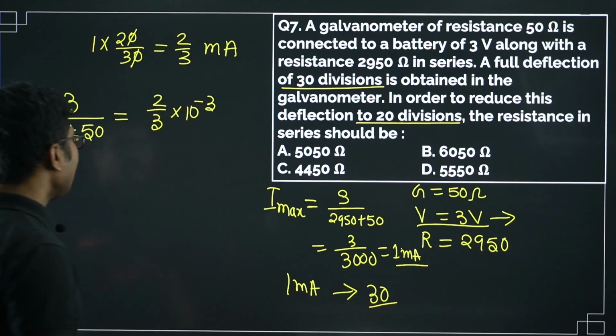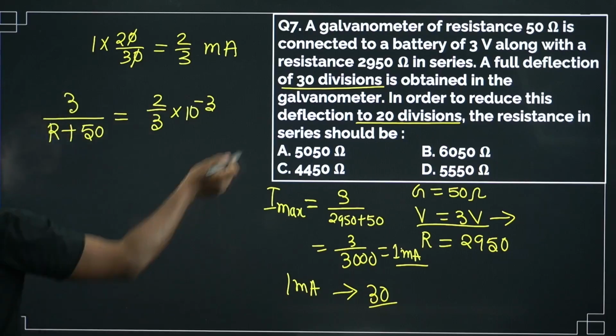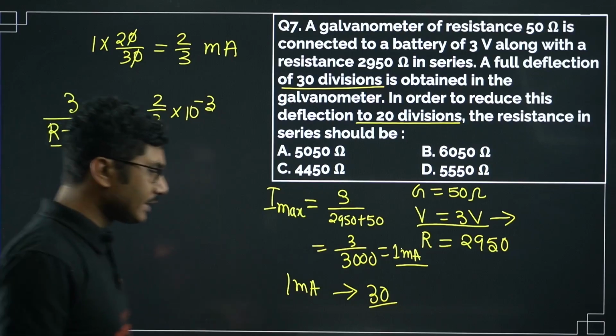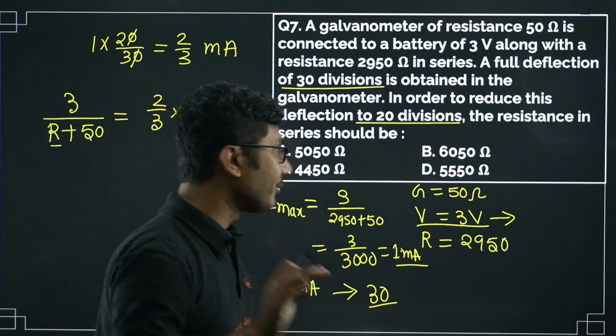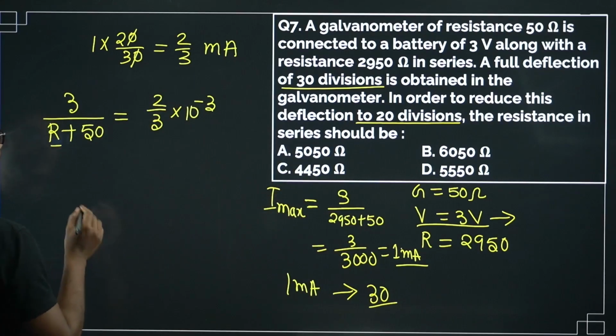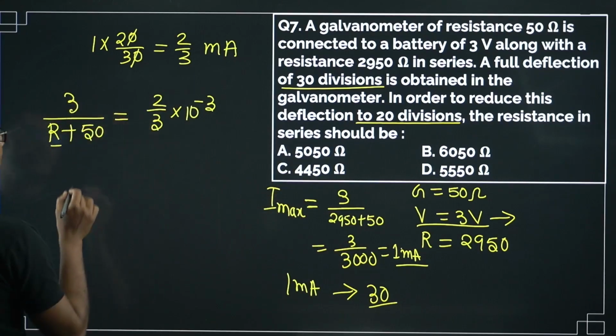Obviously, milliampere, 10 to the power minus 3 will be coming. So this is the new current, because I have added the higher resistance. The current is now reduced, so this is the new reduced current, and because of that the deflection decreases. Now we have to do the cross multiplication.